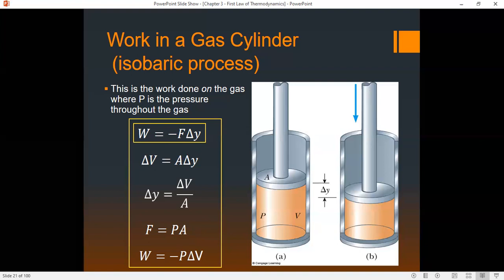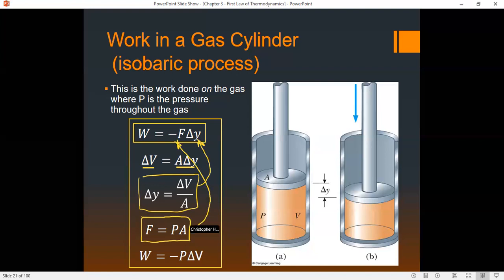And we're going to make the same substitution we made before, that the change in volume is equal to the area times the change in distance. That's just the volume of a cylinder. The volume of a cylinder is area times the height. So we make this substitution for y right here, and that's going to become delta V over A. And now we're going to make a substitution for force. Pressure is force divided by area, so force is going to become PA.